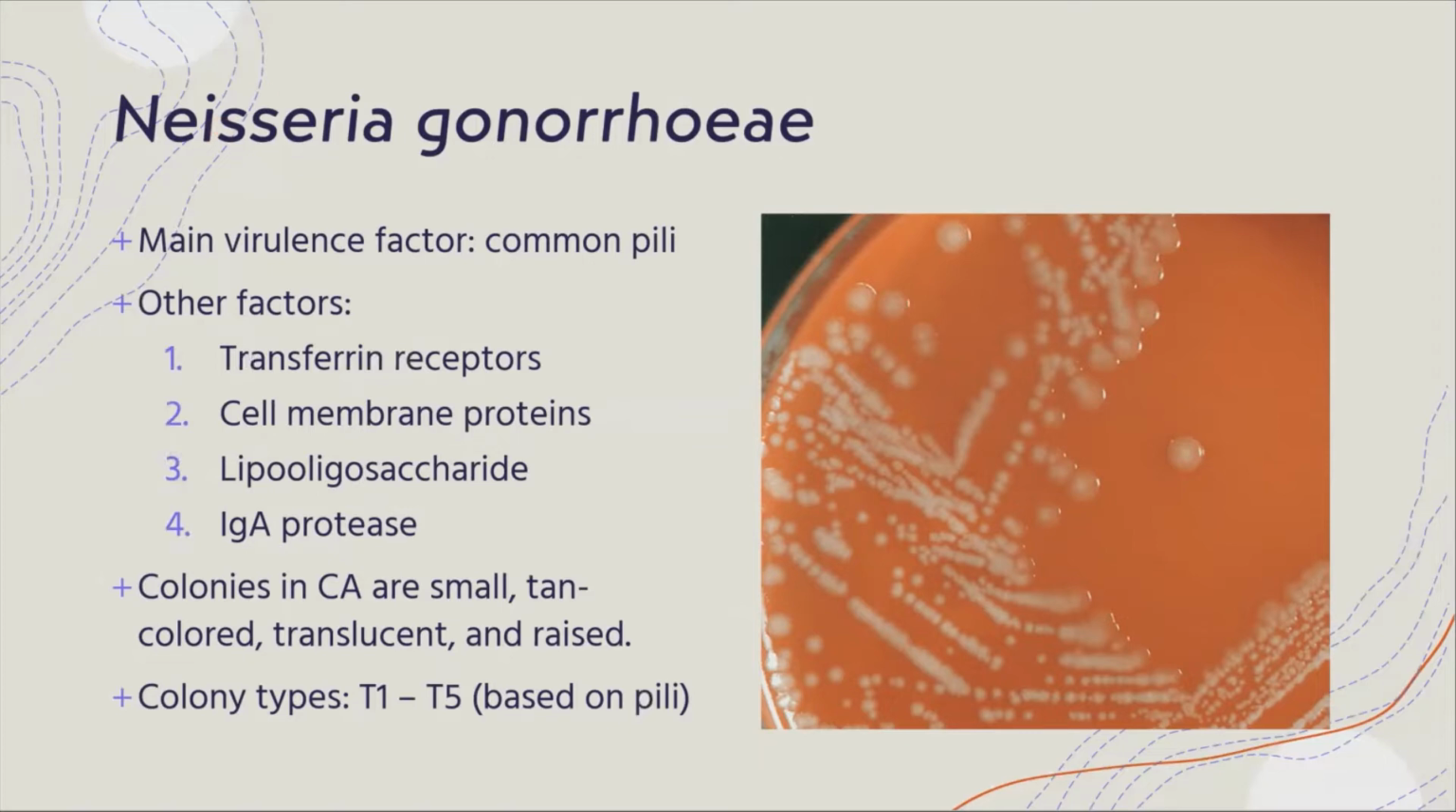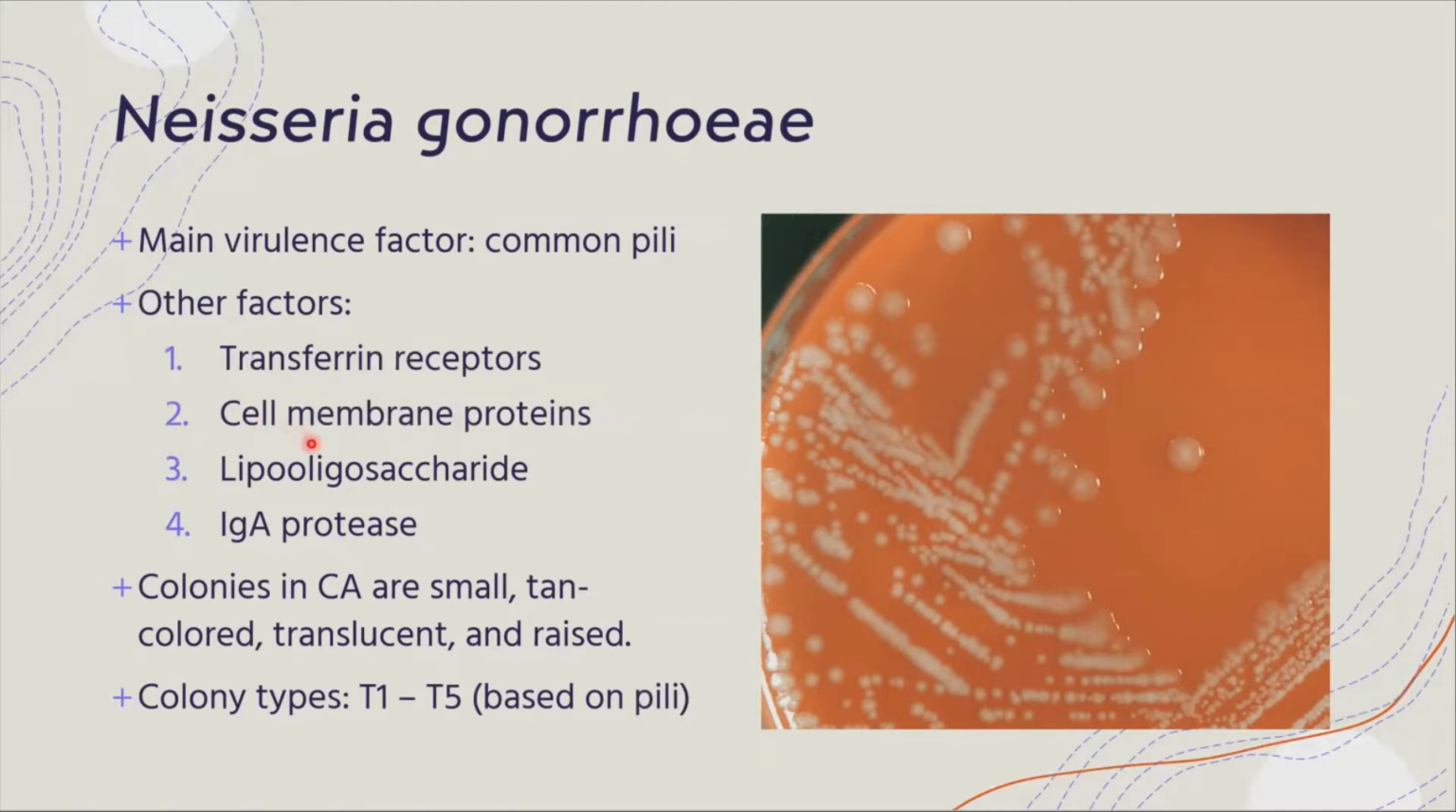So other factors of your Neisseria gonorrhoeae include transferrin receptors. Kasi yung ating Neisseria, they need iron for growth. So that these transferrin receptors, it allows the bacteria to acquire iron from the transferrin, di ba? Yung transferrin kasi ito yung ating transporter ng ferric iron, di ba, sa circulation. So makakakuha sila ng iron from these transferrin with the use of their receptors.